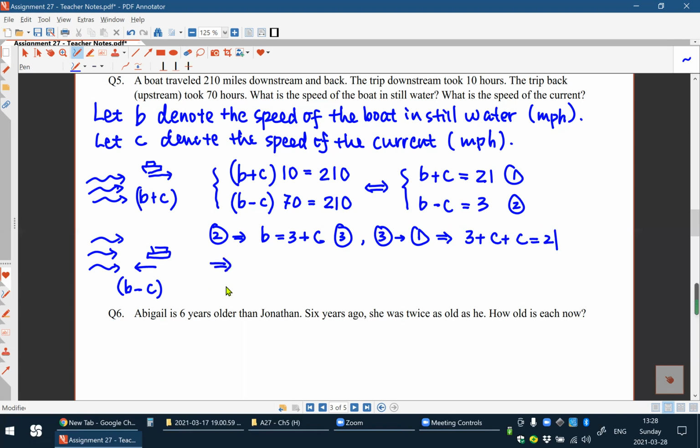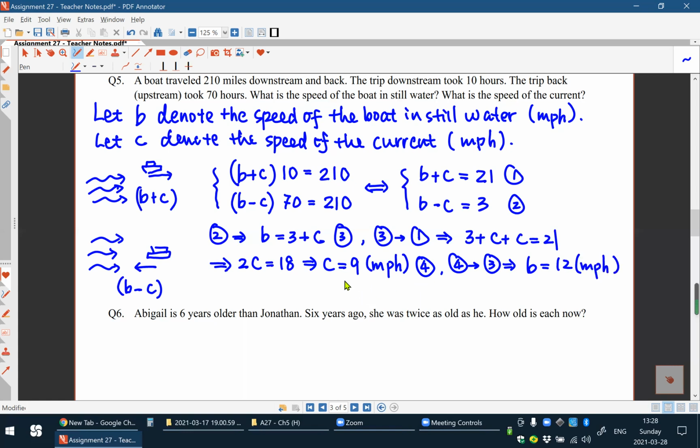And from here, you can solve: 2C is 18. So that means C is 9, right? Unit is mph. Let's call this 4. Then we can put 4 into 3 and get B is 3 plus C, which is 12 mph. Okay, so that means the speed of the boat is 12 mph and the speed of the current is 9 mph, right?